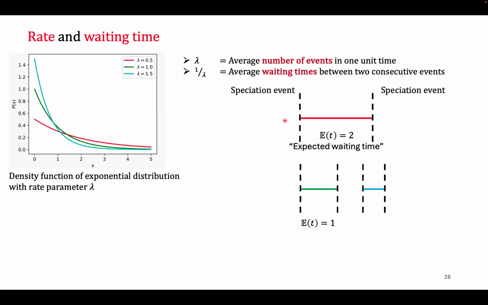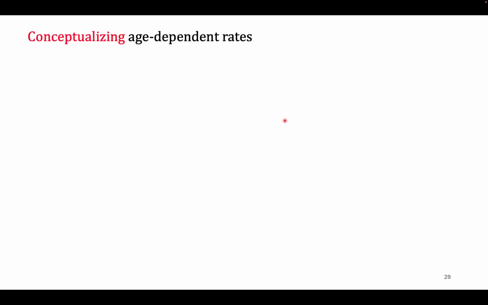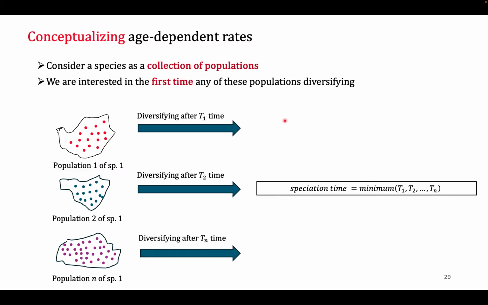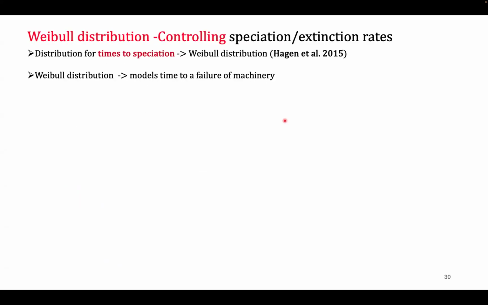So you can see that an event here corresponds to these speciation events or extinction events that may occur in your tree. What we want to do here is conceptualize age-dependent features into your rates, into your speciation rates. So I'll start with this illustration. Say you have a species, species 1, and you can consider that as a collection of populations. So you have population 1 of species 1, population 2 of the same species, all the way to finitely many populations of the same species. These populations are assumed to be independent of one another, meaning they don't interact between each of these population groups. And what we want to find here is the first time that any of these populations diversify.